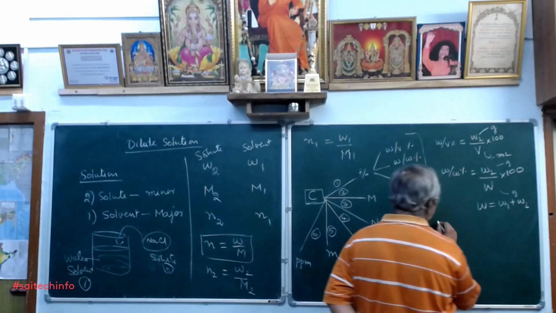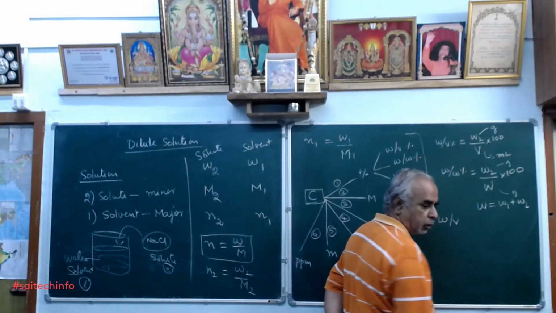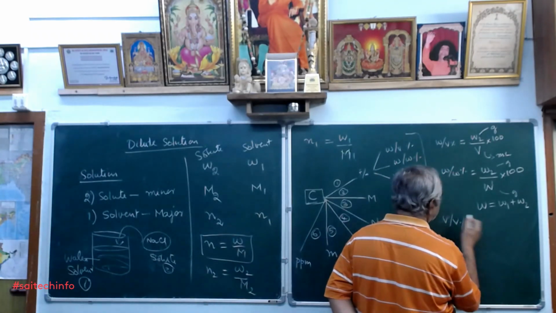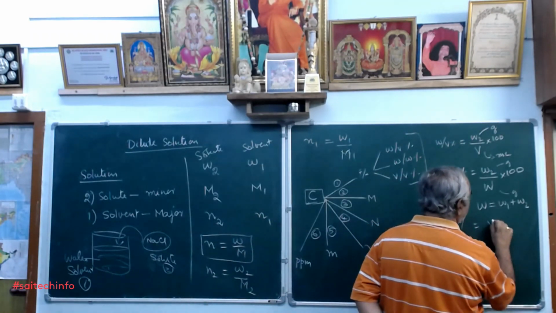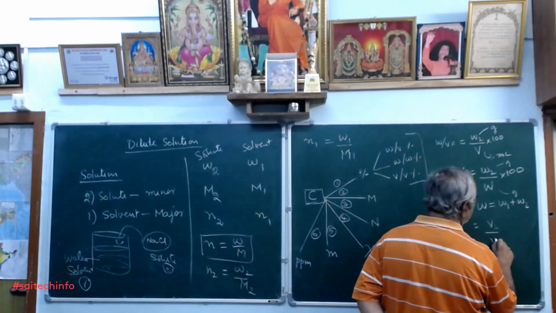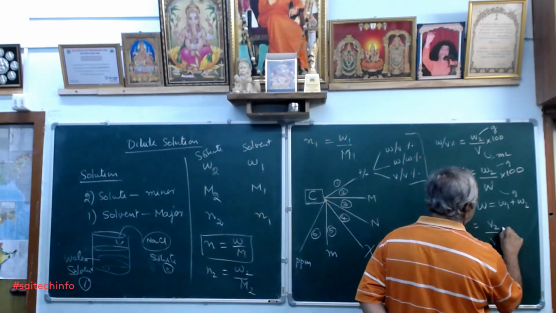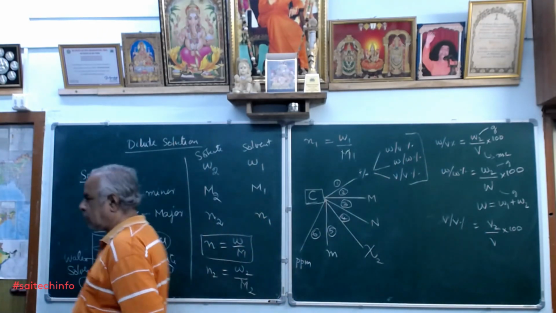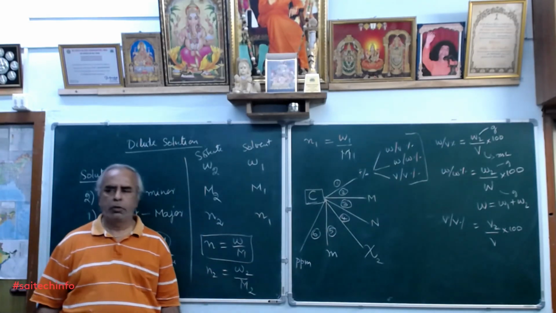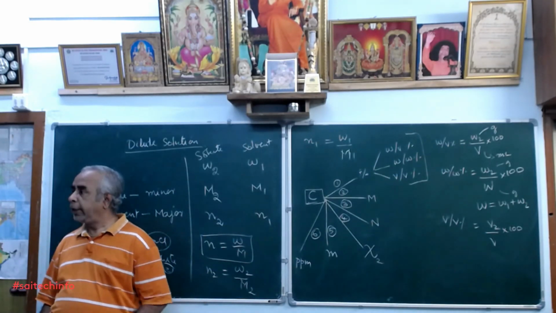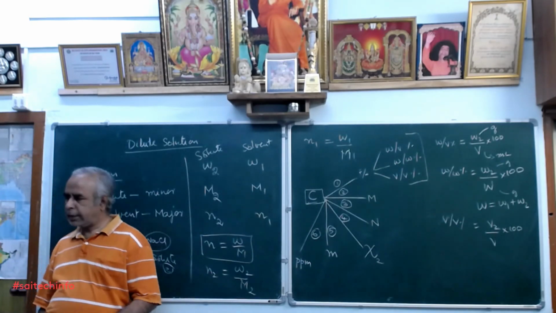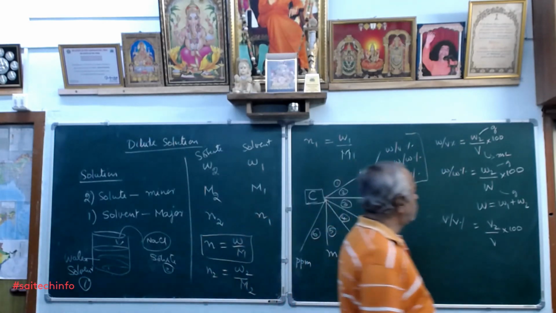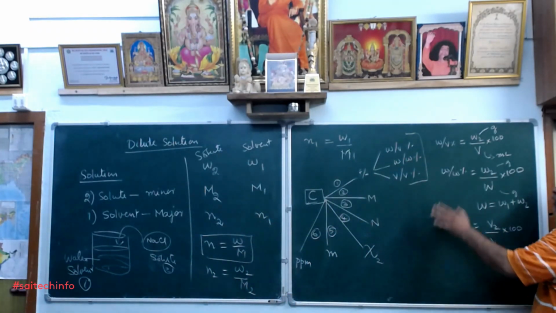Then third, volume by volume percentage is given as volume of the solute divided by volume of the solution into 100. When you talk about the solution, it can be a solid solution, solid liquid solution, liquid solution, gas liquid solution. So there are many types of solution. So in the case of solid solution, you can consider this.